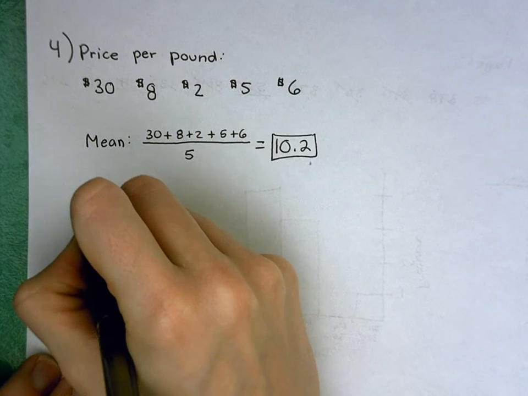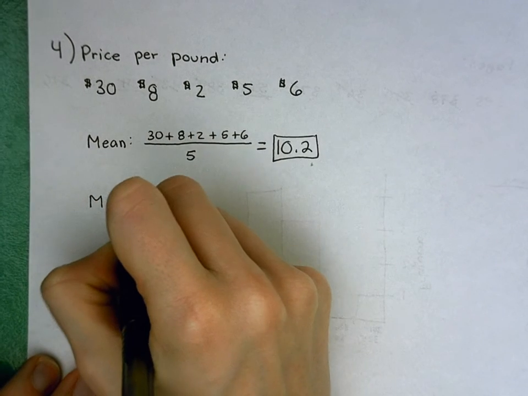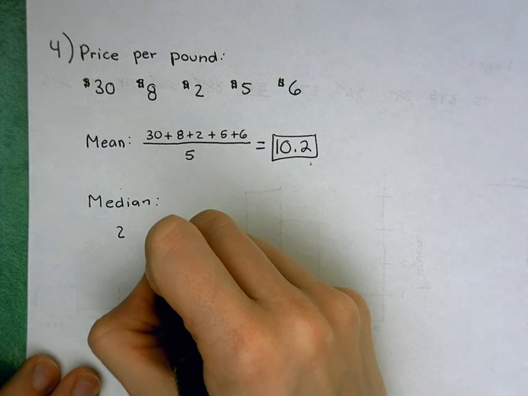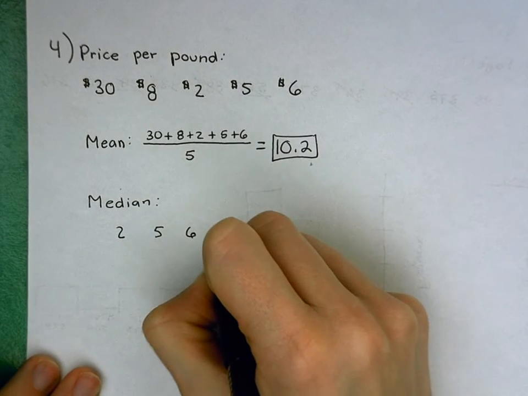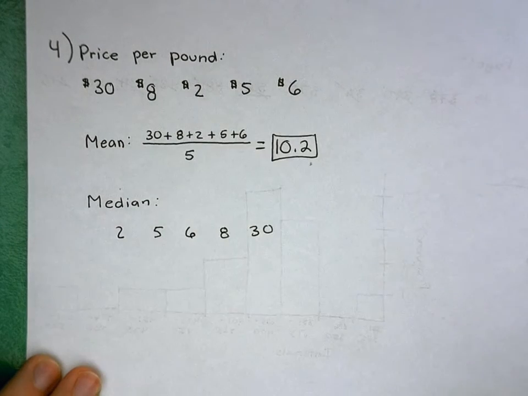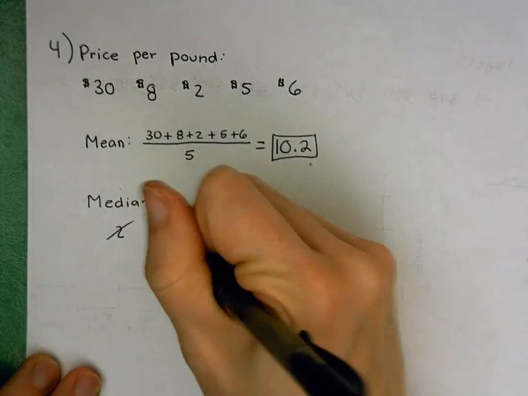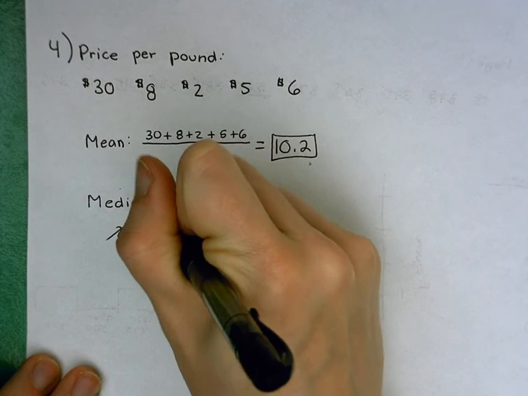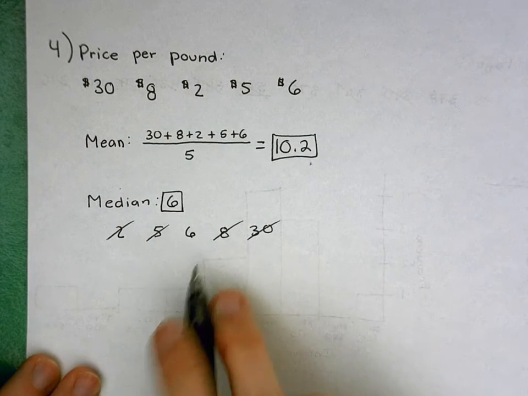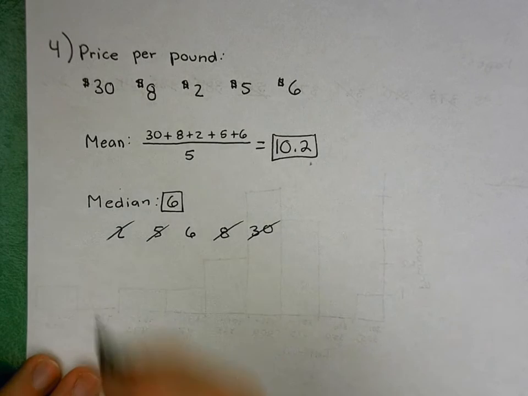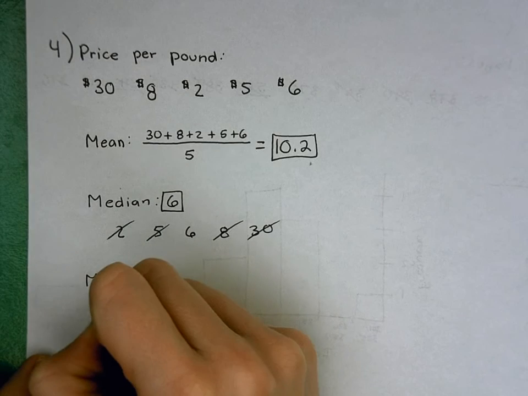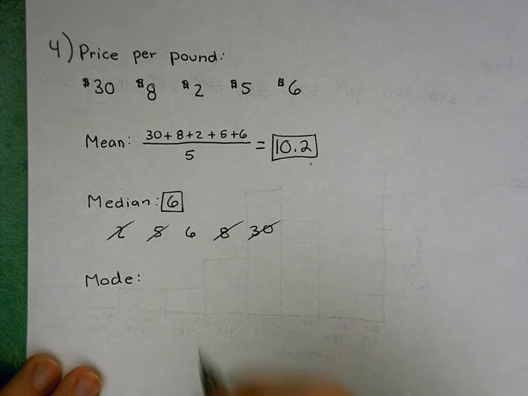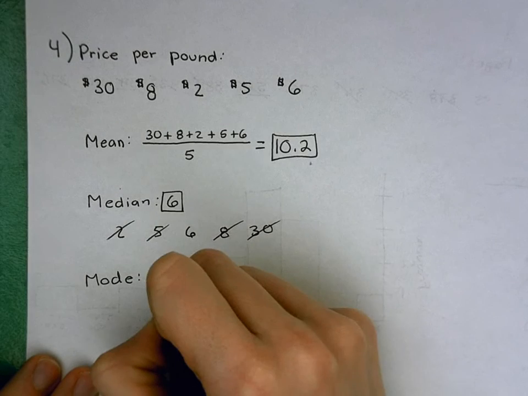Median is the middle number, but again, you can't calculate it unless your numbers are in numerical order. So we're going to go ahead and rewrite these in numerical order. We have 2, 5, 6, 8, 30. And so the median is what's in the middle. 6 is in the middle. Again, if there had been 2 numbers, you would have added them together and divided by 2. Last one, mode is what happens most often. In this particular case, they all happen equally. They all happen one time, and so there is no mode.